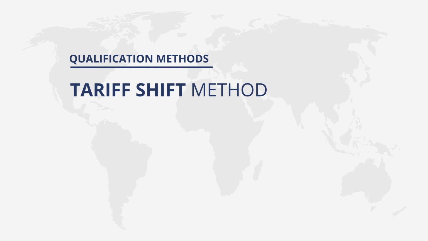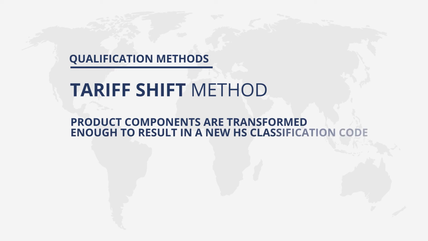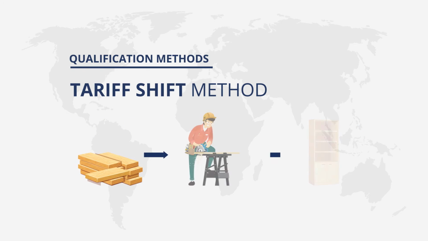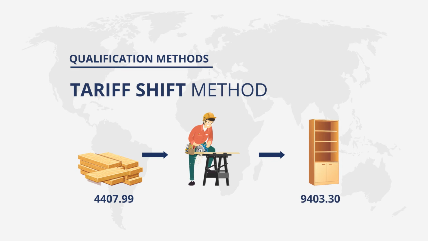The first method, a tariff shift, is the most frequent. Tariff shift means that product components are transformed enough to result in a new HS classification code for the finished product. The amount of non-FTA components does not matter. In this example, imported wood is manufactured into a piece of furniture. The HS codes for wood and the furniture item differ enough to qualify.